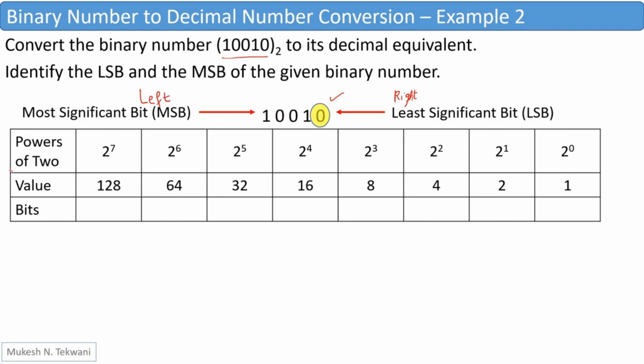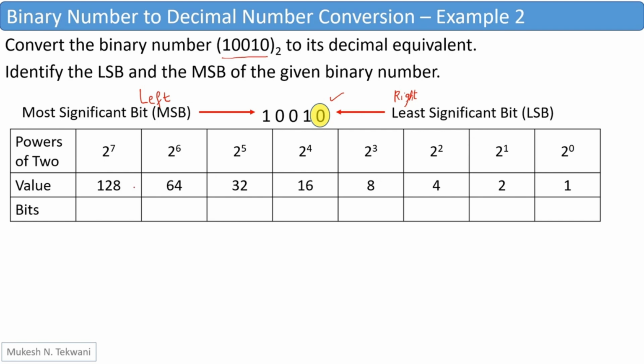Again, as in the previous example, we make a table of 3 rows. The first row is powers of 2. So starting from the right, we have the powers of 2, 2 raised to 0, 2 raised to 1, 2 raised to 2, and like this we go up to 2 raised to 7. Below that, in the next row, we write down the values of these powers. So 2 raised to 0 is 1, 2 raised to 1 is 2, 2 raised to 2 is 4, 2 raised to 3 is 8, and so we have up to 2 raised to 7 is 128.